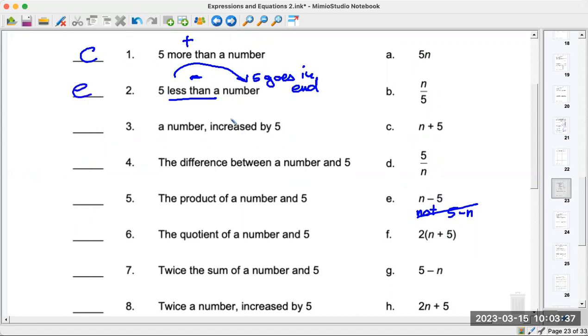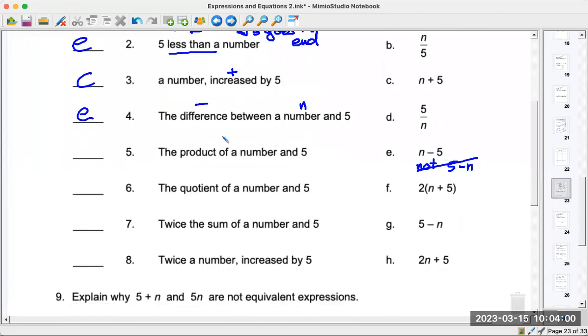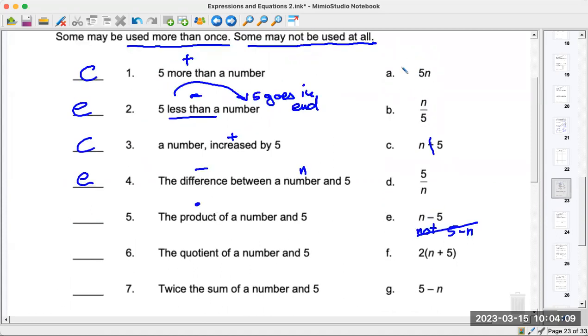A number increased by 5. Increasing means we're adding. Let's see again. Remember, we can have it more than once. n plus 5. The difference between a number and 5, difference is subtract, number n and 5. Could that be E again? Yep. The difference between a number and 5. The product means multiplying. Product of a number and 5. A.